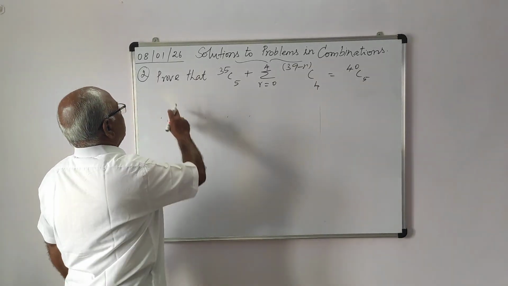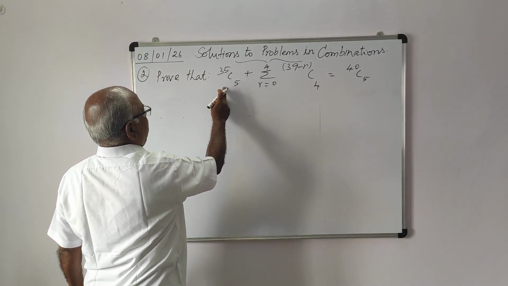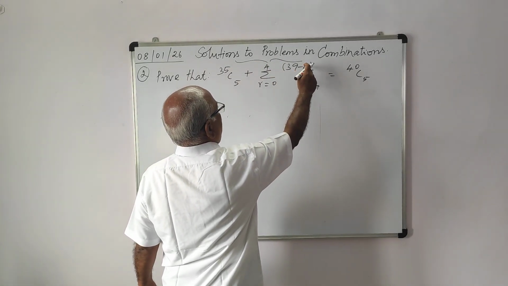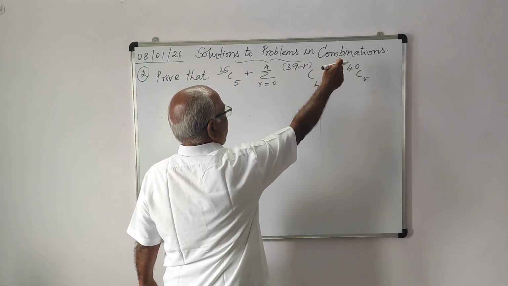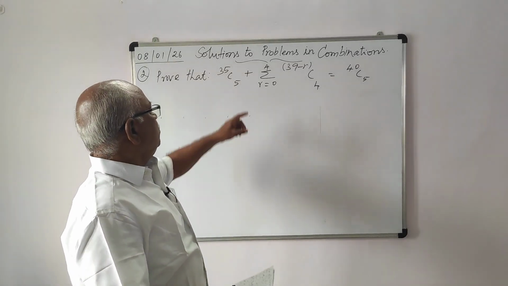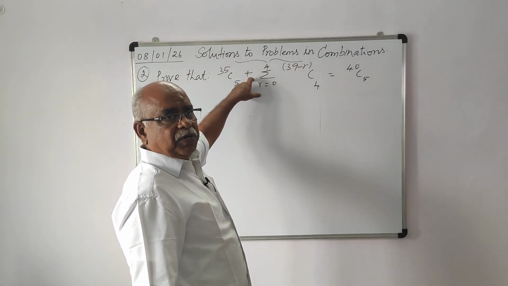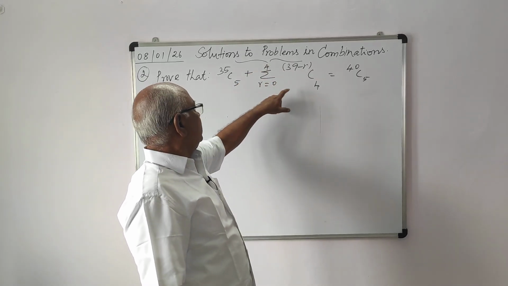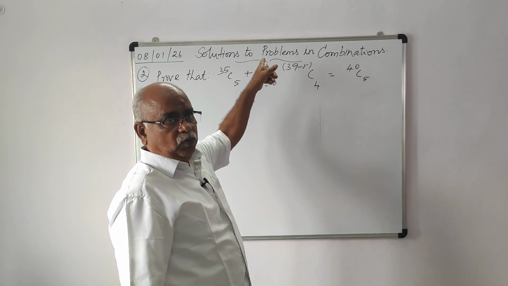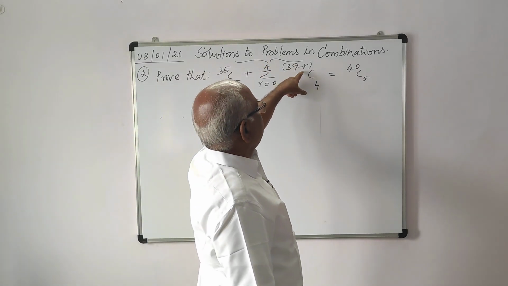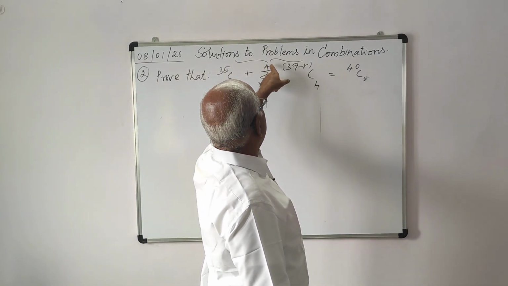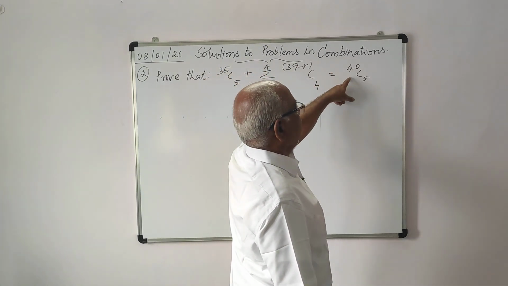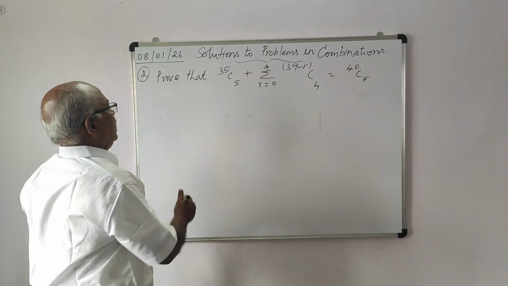Next problem. Prove that 35C5 plus sigma r equal to 0 to 4 of (39 minus r)C4 equals 40C5. Sigma means the summation from r equal to 0 to 4, so there are 5 terms. You have to prove this. We will consider the left hand side.